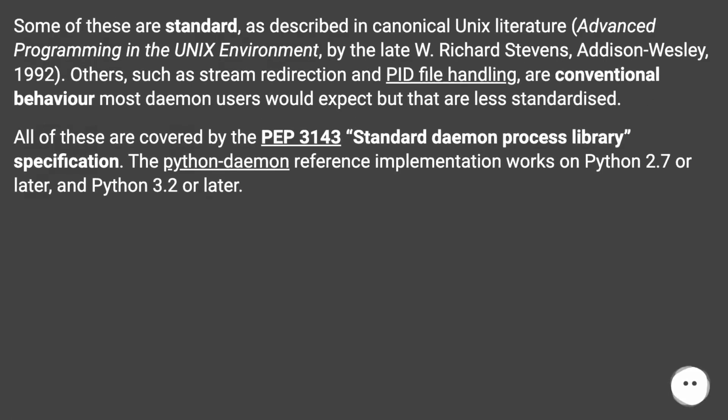Some of these are standard, as described in canonical Unix literature, Advanced Programming in the Unix Environment, by the late W. Richard Stevens, Addison Wesley, 1992. Others, such as stream redirection and PID file handling, are conventional behavior most daemon users would expect, but are less standardized. All of these are covered by the PEP 3143 Standard Daemon Process Library specification. The python-daemon reference implementation works on Python 2.7 or later, and Python 3.2 or later.